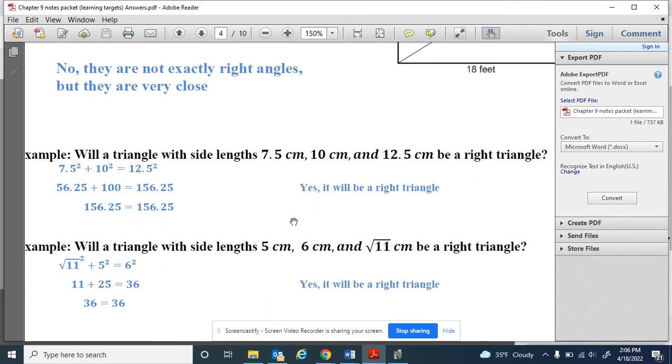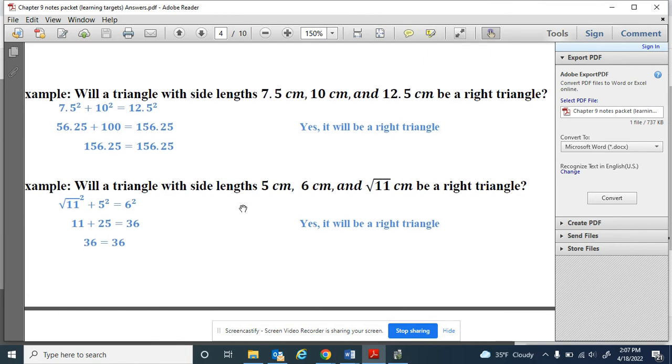And here we have a few more. So, for example, will a triangle with side lengths 7.5, 10, and 12.5 be a right triangle? So you just identify the biggest side, 12.5, that's the hypotenuse. And then you square the two smaller sides and see if they add to equal that big side squared. So 7.5 squared, 10 squared. So we square those numbers, add them together, and this one does work. We get the same number equals the same number, so that is a right triangle.